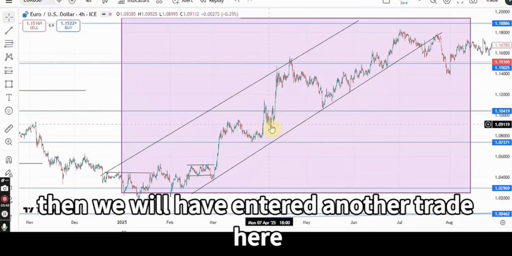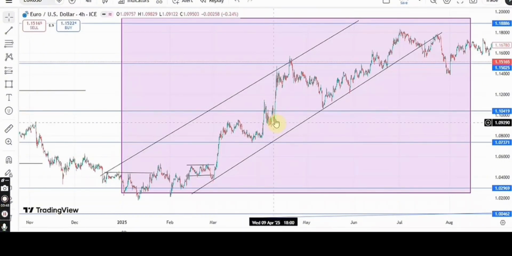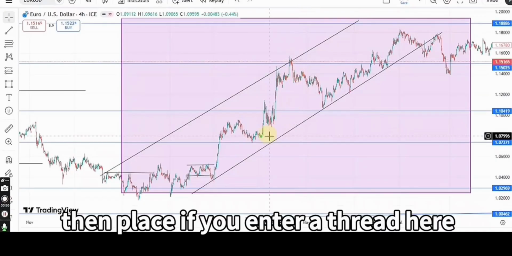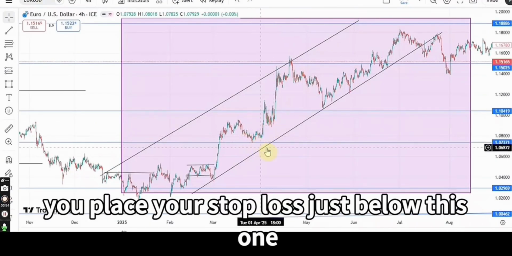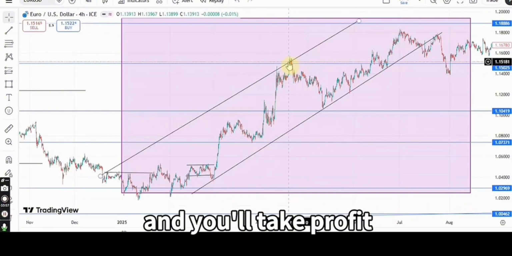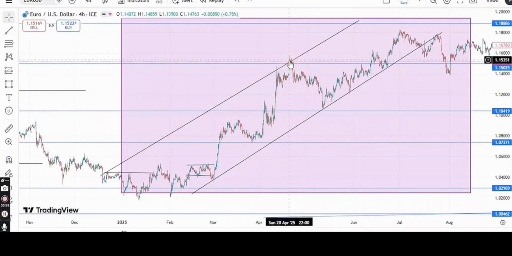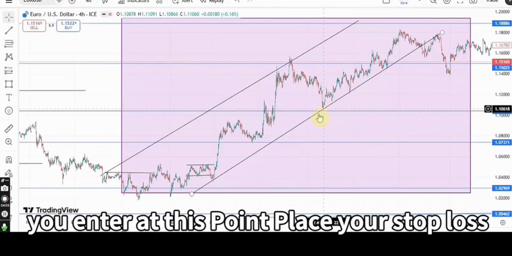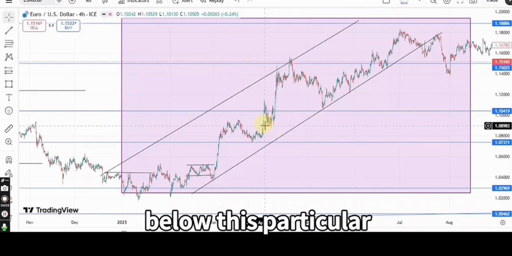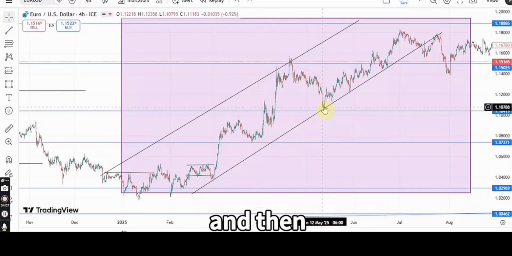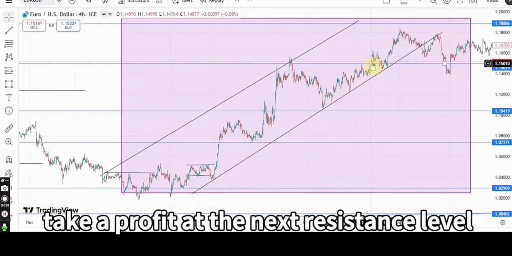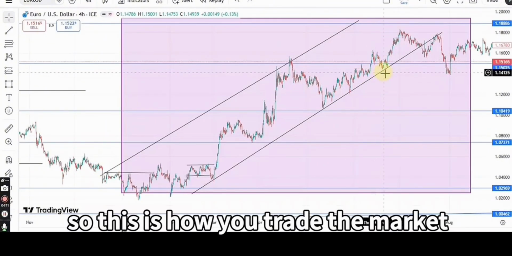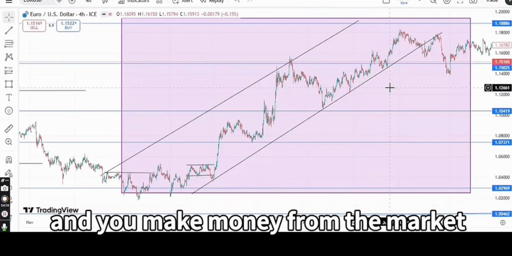Then we will have entered another trade here. Then this movement. If we enter a trade here, you place your stop loss just below this one, and your take profit at the next resistance level. The market returned again. You enter at this point, place your stop loss below this particular zone, and then take your profit at the next resistance level. So this is how you trade the market and make money from the market.